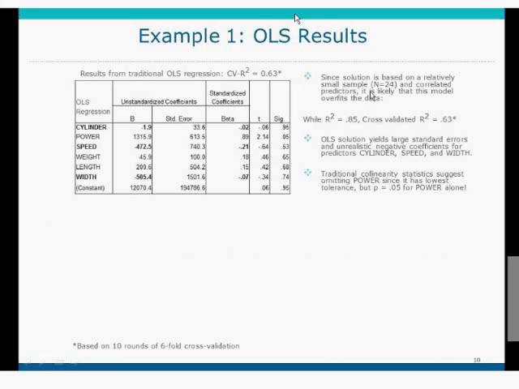Now, since this solution is based on a relatively small sample and correlated predictors, it's likely that this model overfits the data. I mentioned that cross-validation is the workhorse here. We will see how to compute the cross-validated r squared. In this example, the cross-validated r squared shrinks to 0.63.